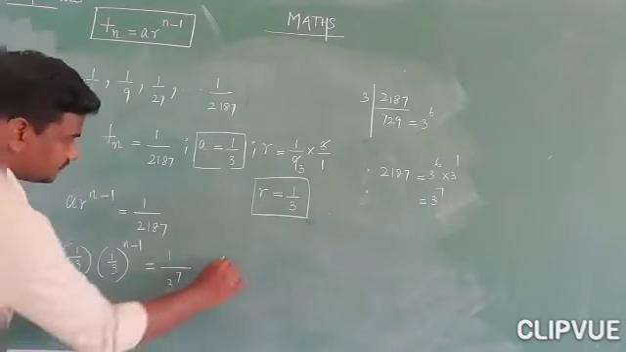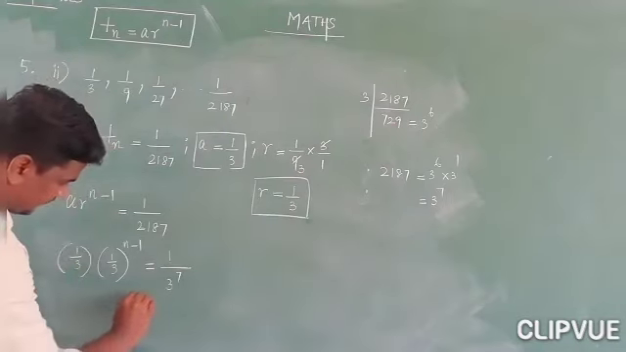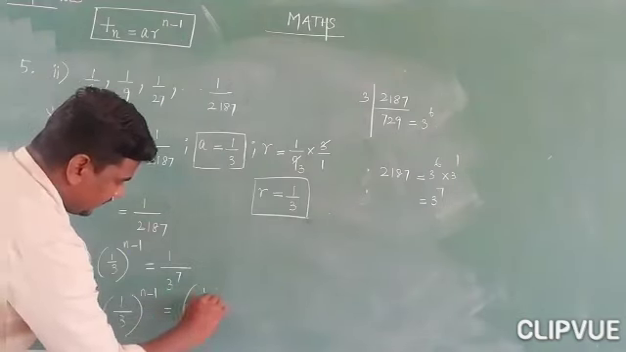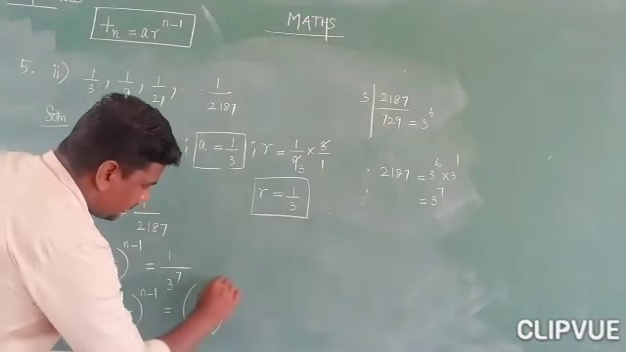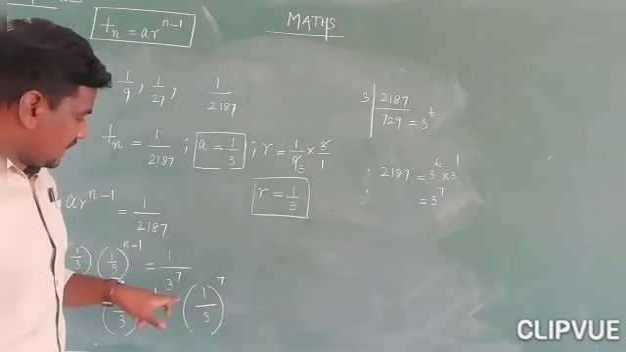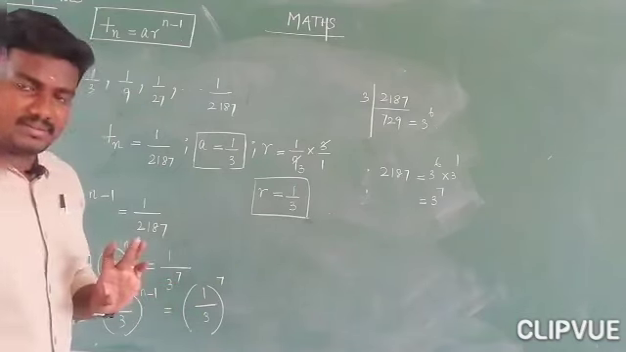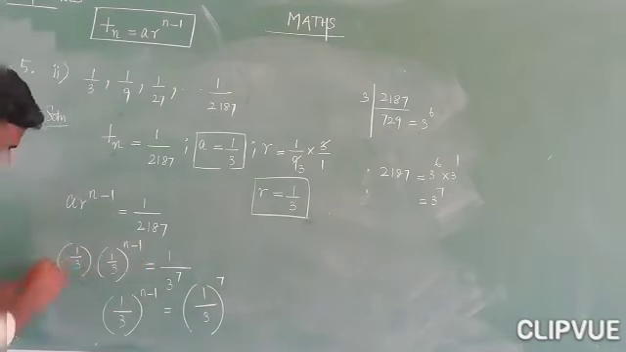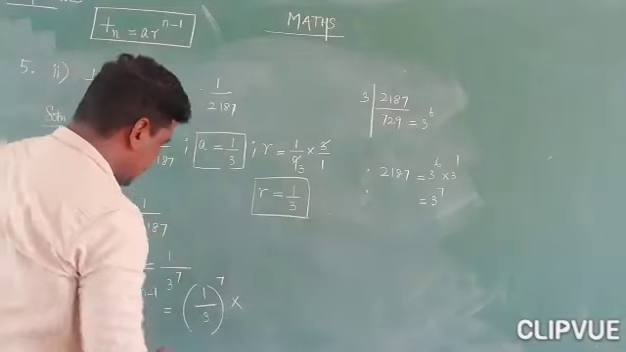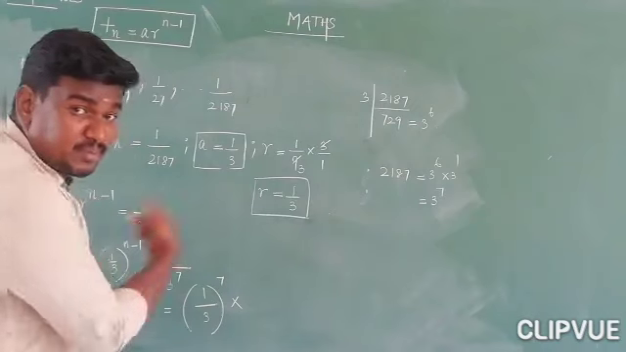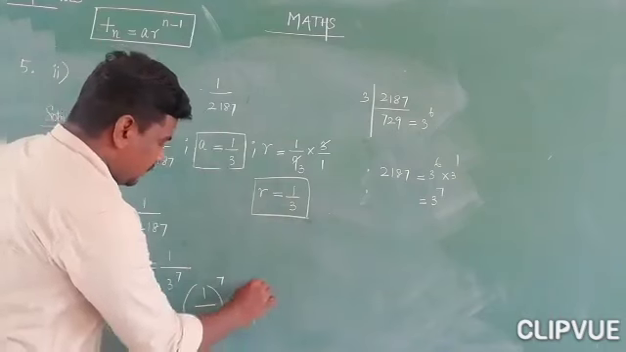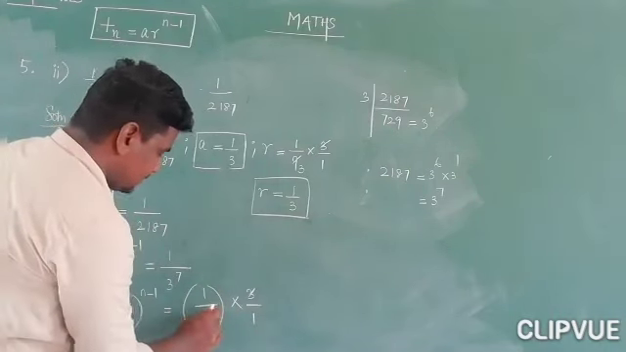So next, 1 by 3 whole power n minus 1 is equal to 1 by 3 whole power 7. On the left hand side, this 1 by 3 is multiplied by this number. If you bring it to the right hand side, it becomes divide. So what do we get? The reciprocal of 1 by 3 is 3 by 1. If you cancel this and this, we can write the next step.